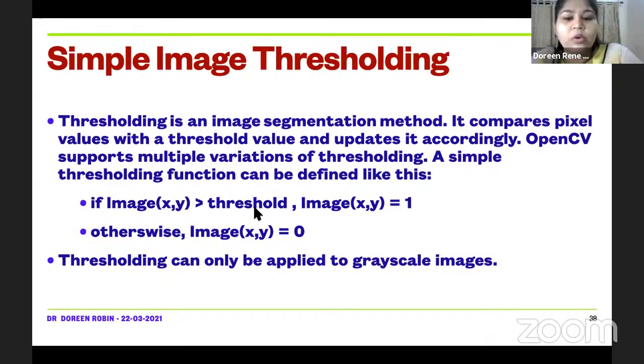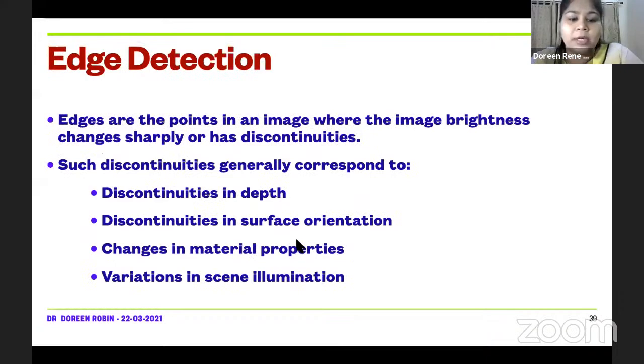If the image is greater than the threshold value, then you make it 1. Otherwise, you make it 0. But remember carefully, thresholding can be applied only for grayscale images.